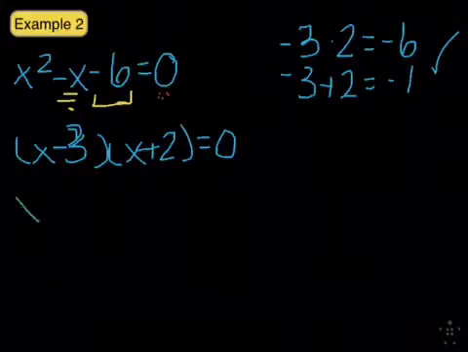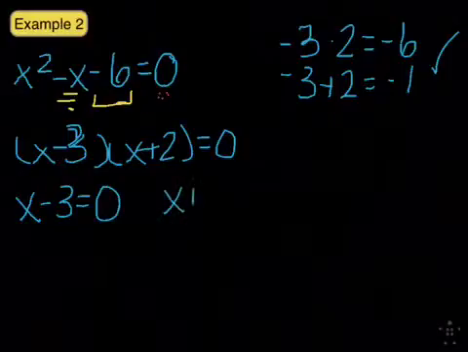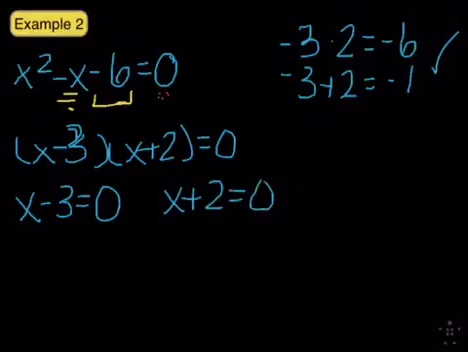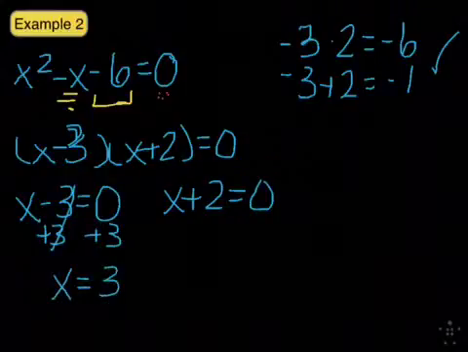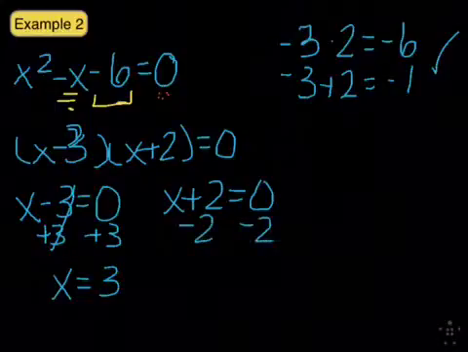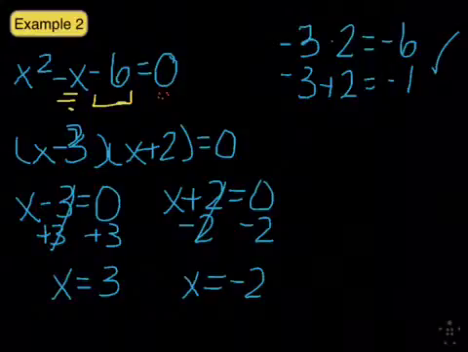So now we're going to solve. We got x minus 3 equals 0, x plus 2 equals 0. Add 3 to both sides, so x equals a positive 3. Subtract 2 from both sides, so x equals a negative 2 also. So our solutions, our roots, our zeros for this equation are x equals 3 and x equals negative 2.